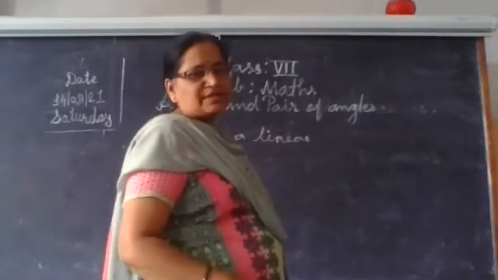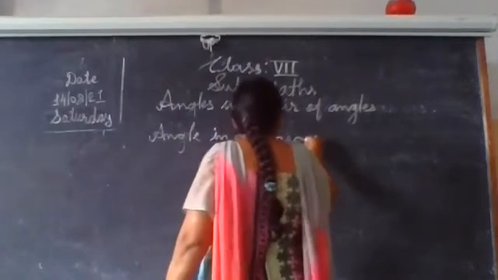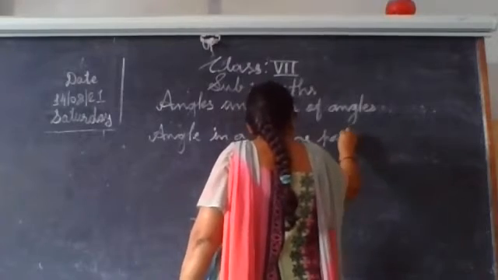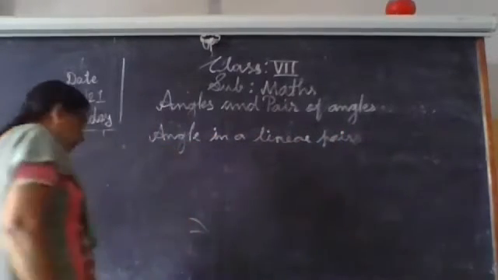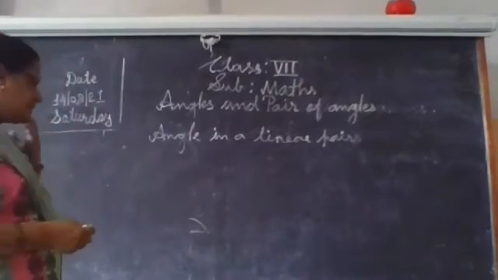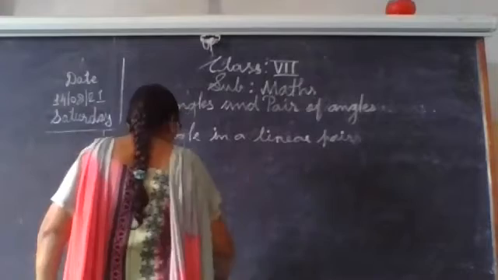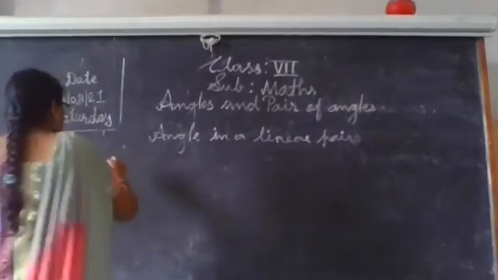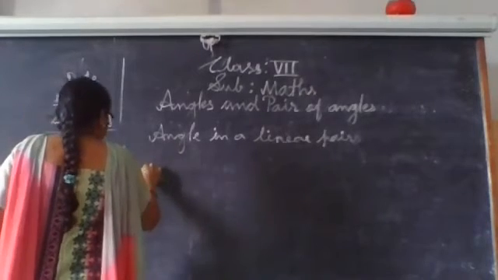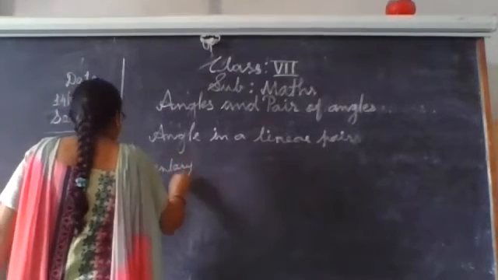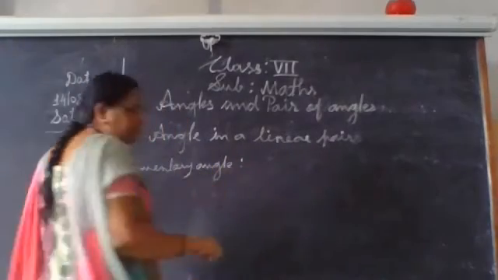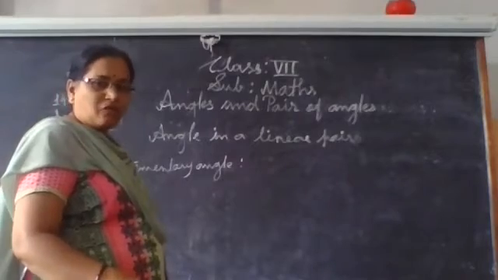Angles in a linear pair, or you can say the linear pair of angles. Now see, beta, what is the difference between the linear pair and the supplementary angles? Suppose I am explaining supplementary angles once. Supplementary angles means the sum of two angles is 180.